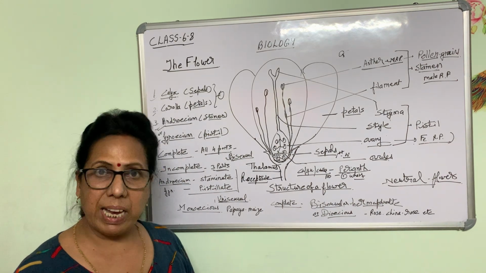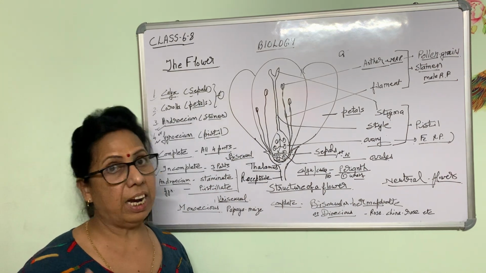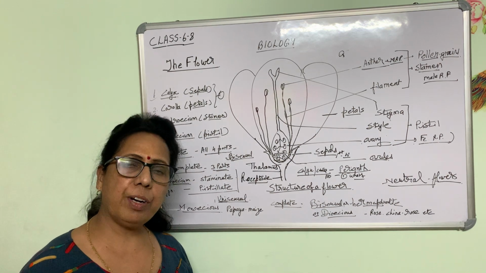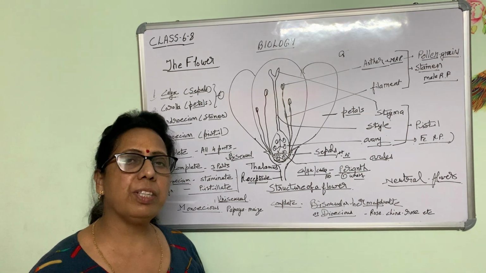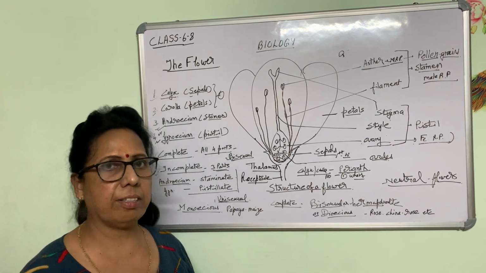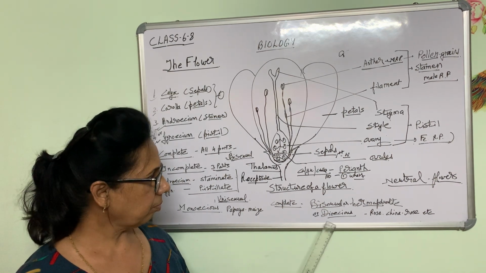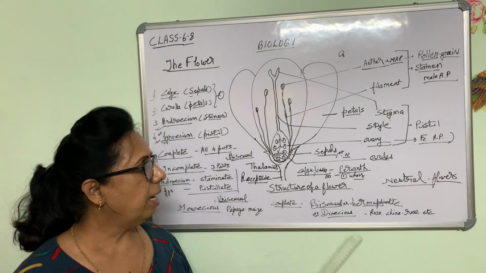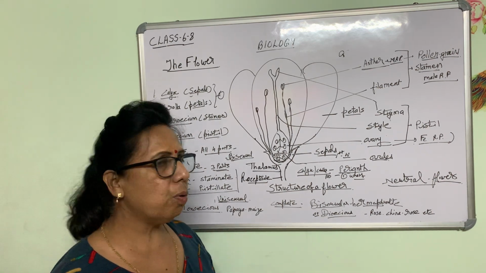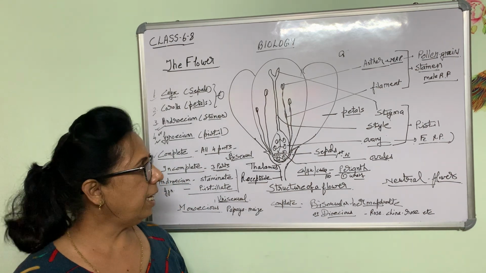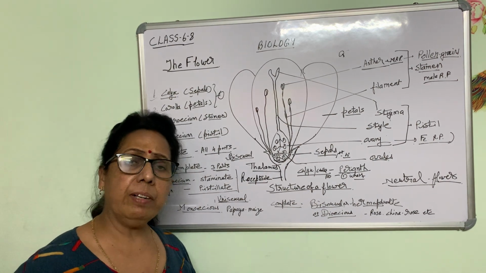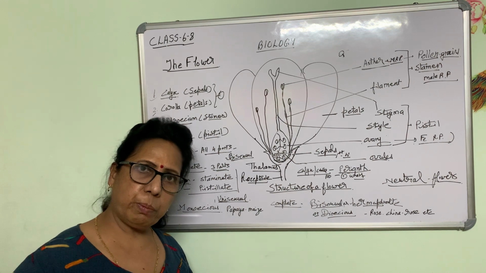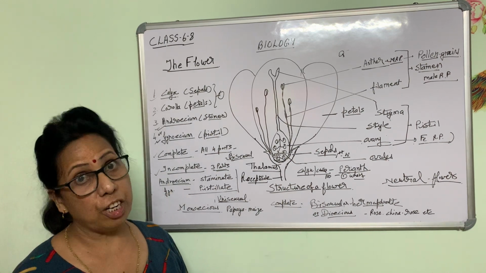Complete flower. Bisexual means both the sexes are present, androecium and gynoecium. Hermaphrodite, both the sexes are present, androecium and gynoecium. Sometimes the term dioecious is also used in botany. Example: China rose, hibiscus. Here both the whorls are present. If any one whorl is absent, either stamens present or pistil present.